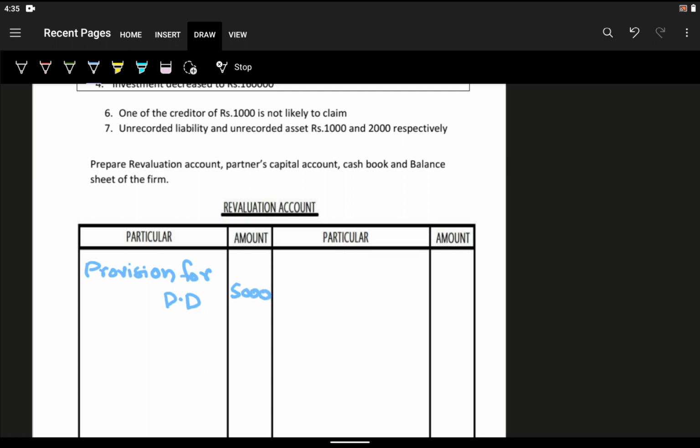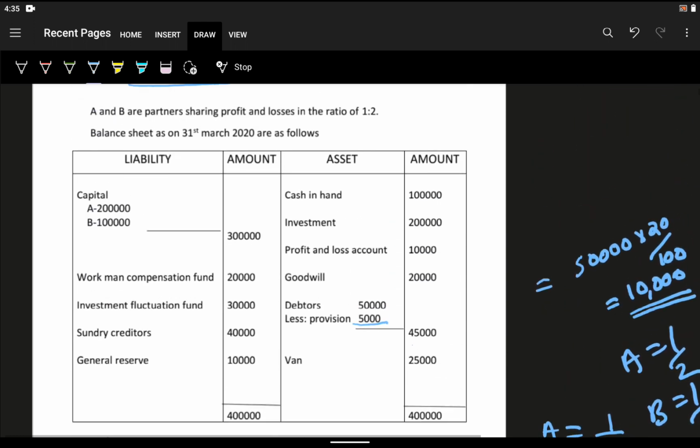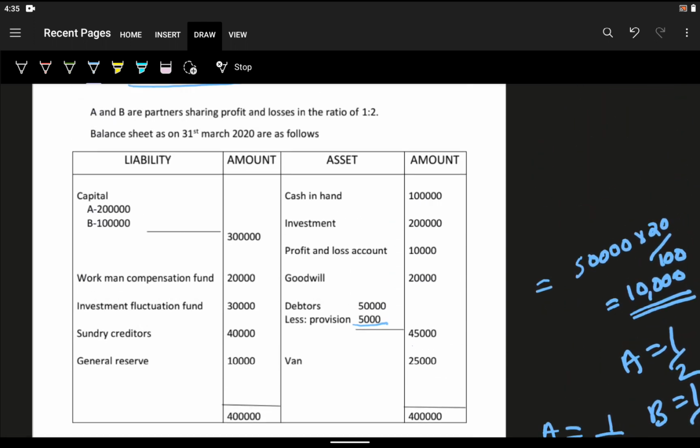Why are we writing only 5,000? We got 10,000, right? We are writing 5,000 because we already have 5,000 in the question. So how much extra came, that only we are writing.